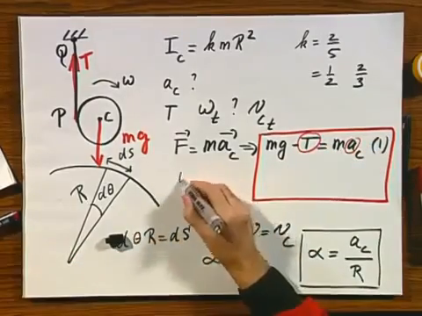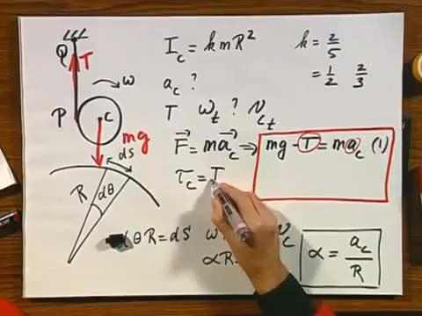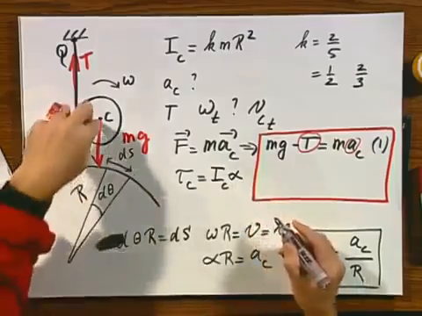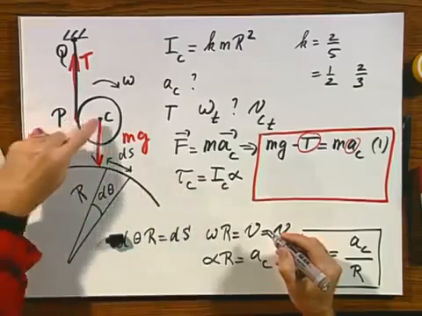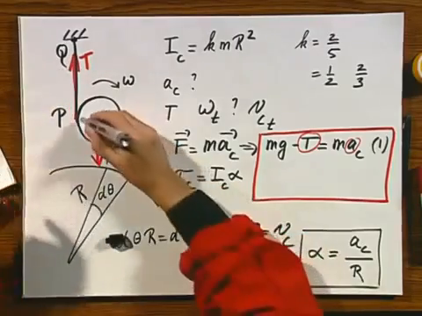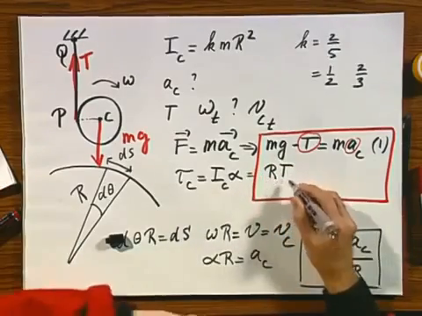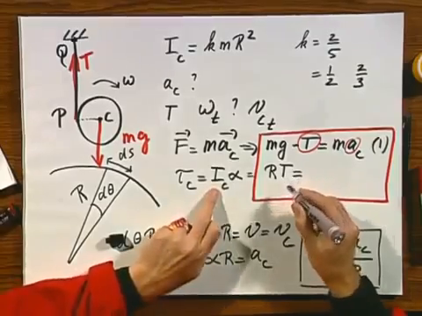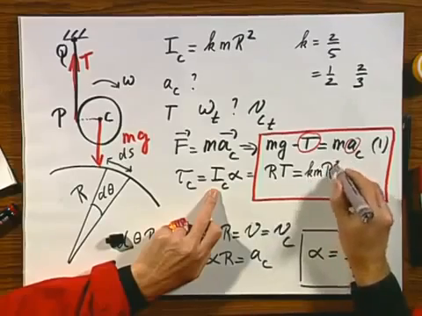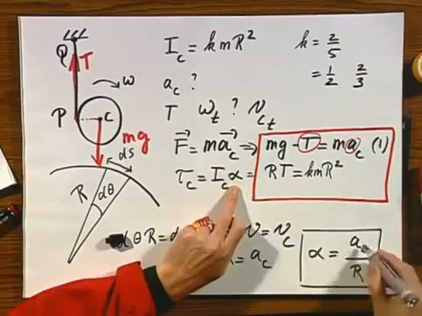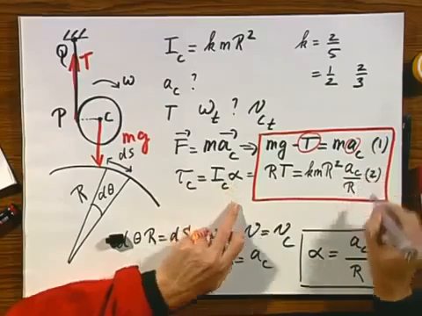But now we get that the torque relative to point C equals I relative to point C times alpha. That's the moment of inertia through this axle. The torque relative to point C is T times this perpendicular distance r, so I can write down this is r times T. And that is also IC, which we know is kmr squared, but let me write down kmr squared times alpha, but alpha is ac divided by r. ac divided by r. And this is my second equation.